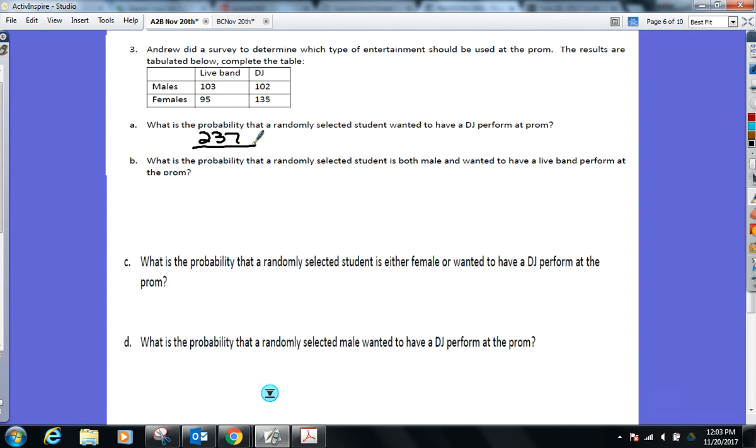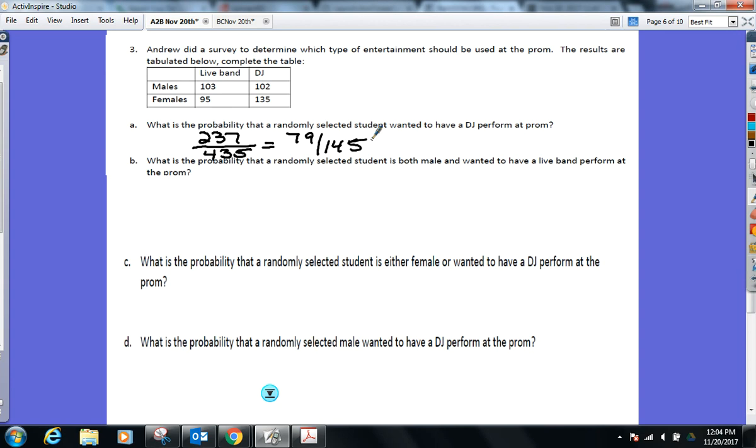Out of, Ethan, how many total students were surveyed here? 435. Yep. And I believe that reduces down. So when you get a second, let me know what it reduces down to. Yep, 79 over 145. Good deal.